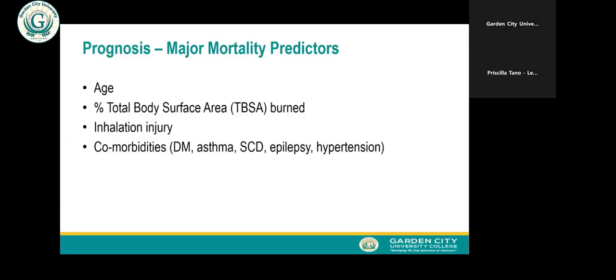And then again, with inhalation injury, burns involve smoke, toxic substances, fumes, gases, right? And so that damages the airway and then the lungs. And so that also worsens prognosis, right? It causes airway obstruction. There's carbon monoxide poisoning. They even have acute respiratory distress syndrome.